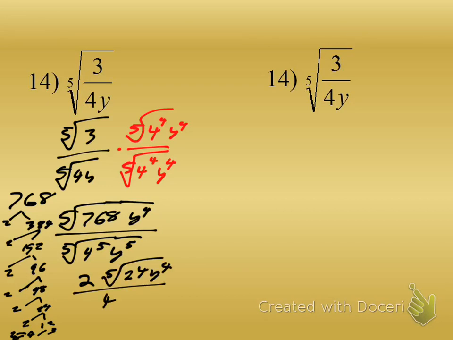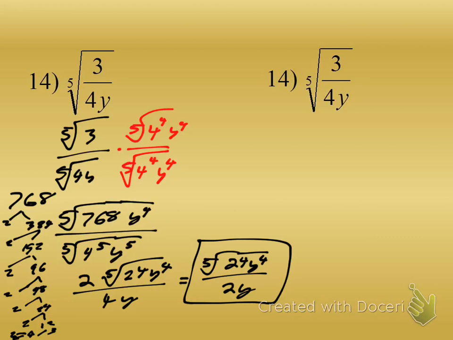Even if you get that far by some modern miracle, you're still not fully correct, because what can you still do? 2 changes to 1, 4 changes to 2. Reduce the 2 and the 4, exactly. So your full-blown correct answer here is the 5th root of 24y to the 4th, all over 2y.